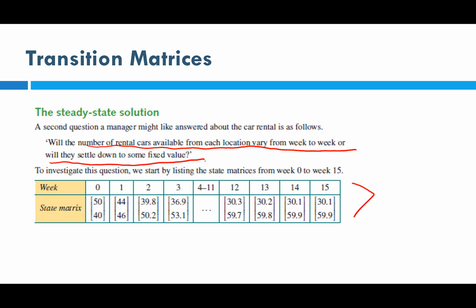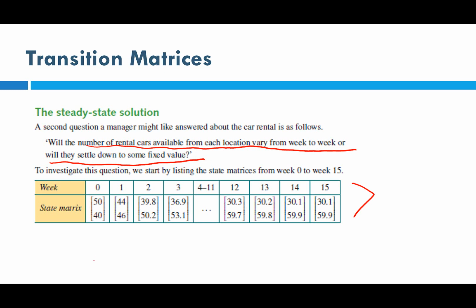So what they're saying here is, in Bendigo and Colac, at some stage, will they settle down? We started off with 50, 40, 90 cars. Would I get to 45, 45, or a steady state solution where it won't change? Okay, so that's what they're saying.